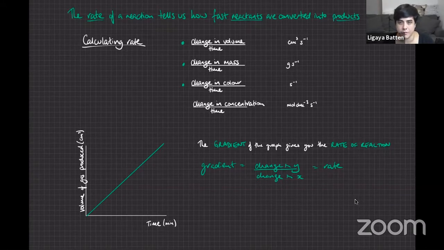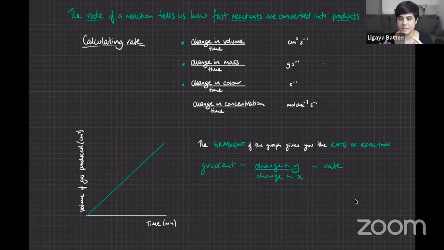calculating the progress of the reaction either by change in volume over change in time, change in mass over time, or change in color over time. We've got these different units based on the different measurements we might have been taking. So basically anything that's measuring how fast the reactants are being converted into products is measuring the progress of a reaction. So volume, mass, or color change are all measuring the progress of a reaction.